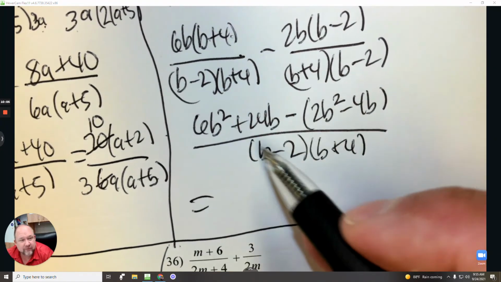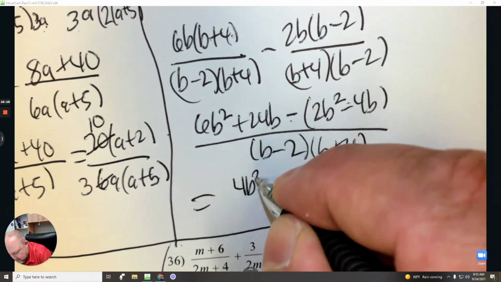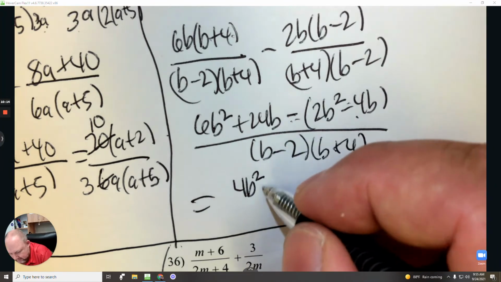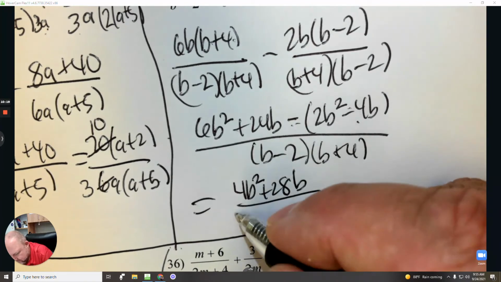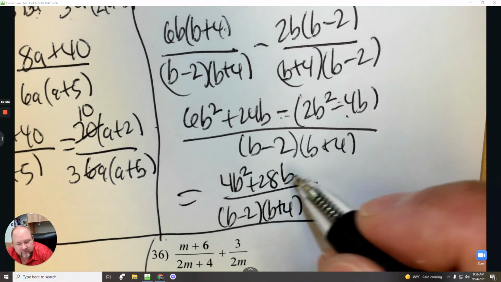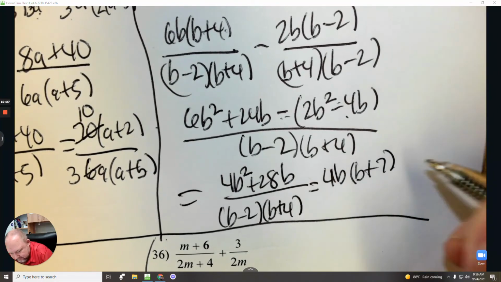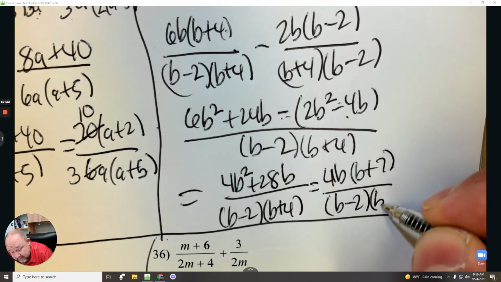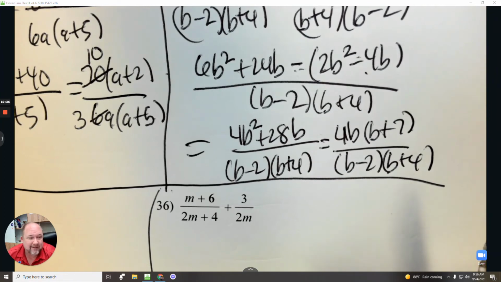Combine like terms. So 6b squared take away 2b squared is 4b squared. And 24, when you subtract a negative, you're adding. So that's 28. I'm going to factor this out. So you can factor out a 4b, and you're left with b plus 7. That does not remove anything in the denominator, but now it's in factored form, and you can see that it's prime, and there's your answer.